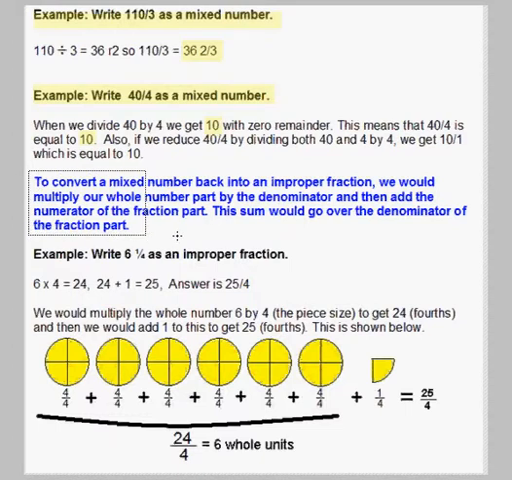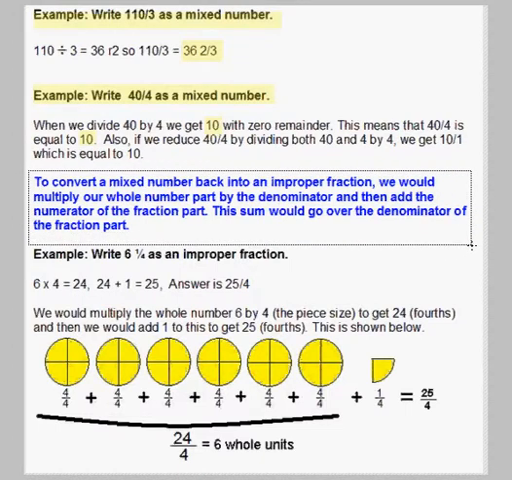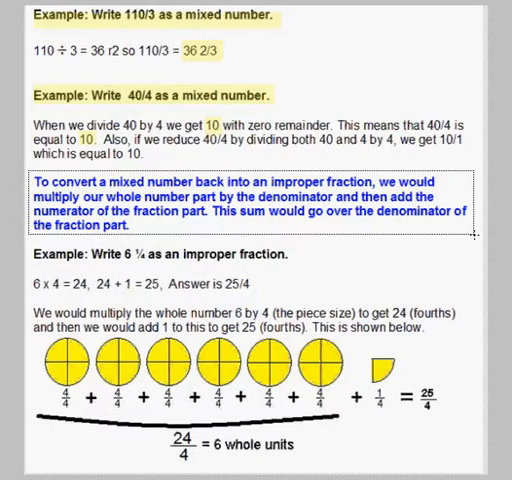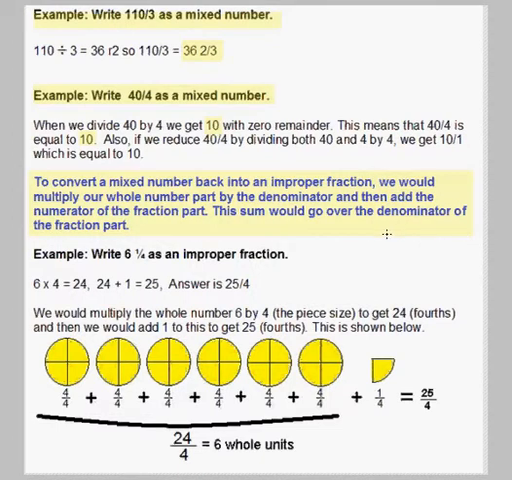Now, to convert a mixed number back into an improper fraction, what we do is we multiply out our whole number part by the denominator and then add the numerator of the fraction part. Let's look at an example. Write 6 1/4 as an improper fraction. The whole number is 6. We multiply 6 by the denominator, which is 4, so we get 6 times 4 is 24. And then we take 24 plus that 1 in the numerator to get 25. So then our answer is 25/4.